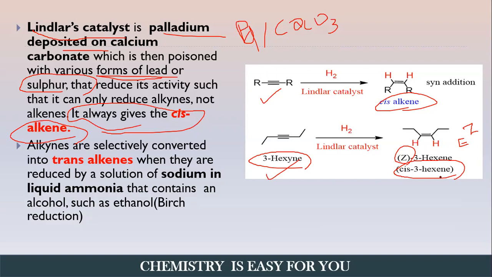So this is also called Birch reduction. Sodium in liquid ammonia reduces alkynes into trans-alkene. So to make cis-alkene, you need Lindlar's catalyst, and to make trans-alkenes, you need sodium in liquid ammonia. That is a very important thing.